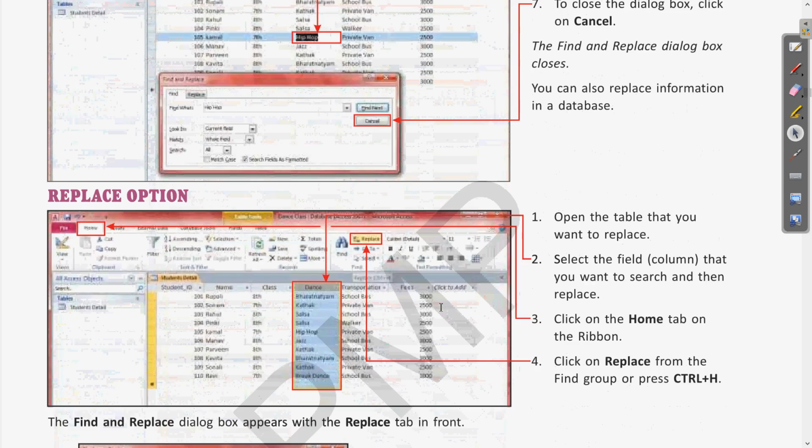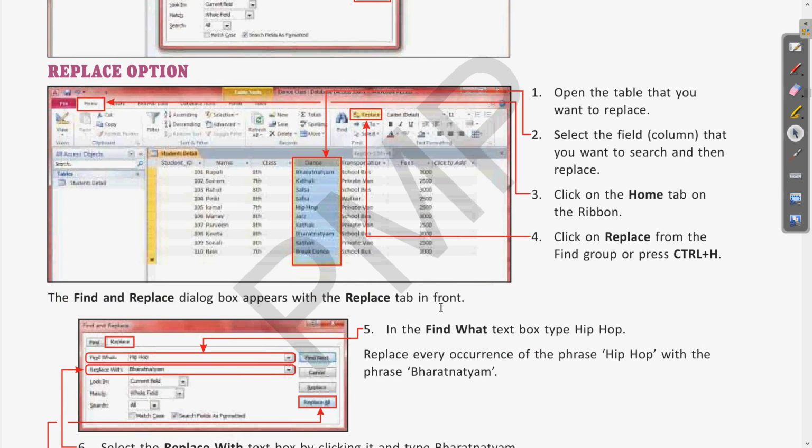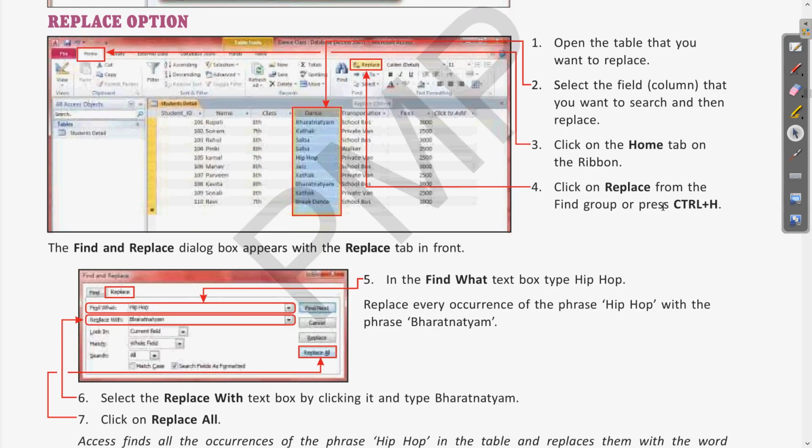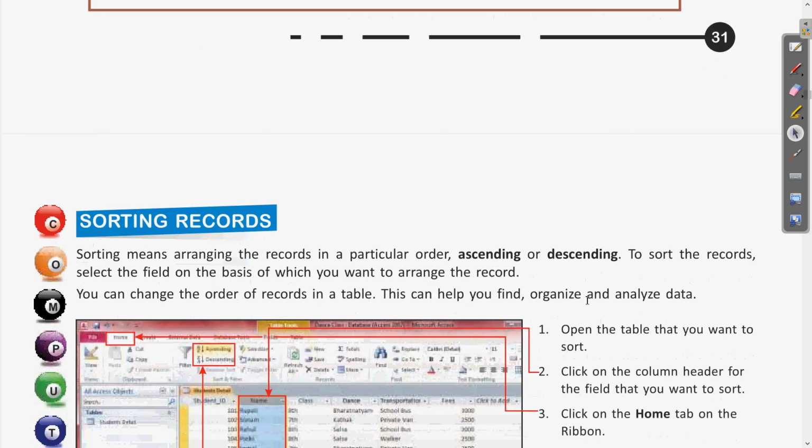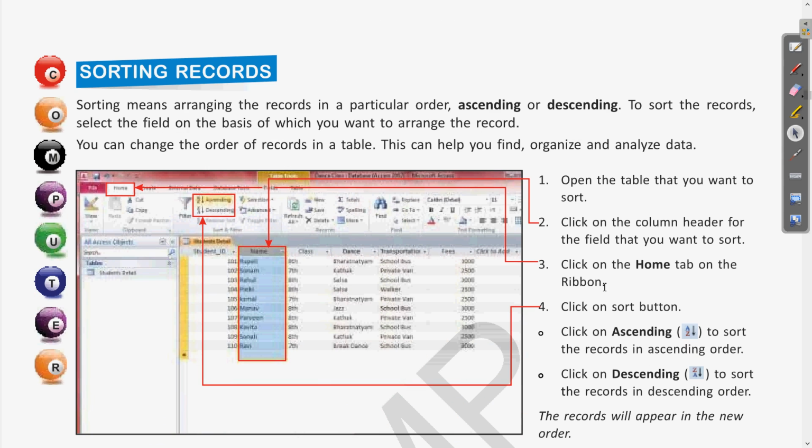Then we have seen the replace option. Whatever data you have searched, if you want it replaced by new data, meaning if there is an entry and you want to replace it with a new word or text, that can be done using the replace option. Clear? This way we have seen the find and replace options and the different shortcut keys.